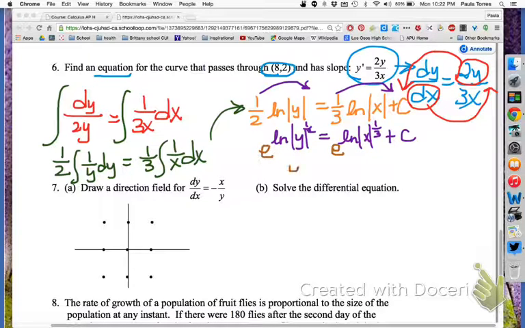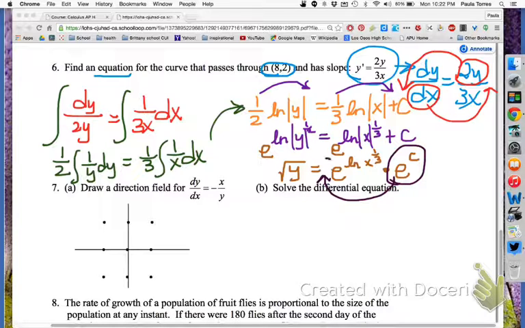So of course on the left, I just get the square root of y, or y to the 1/2. And on the right, I can split it. So I have x to the 1/3, and remember it's times e to the c, but e to the c is just a constant, which is going to fit nice and neatly in there as a c. And so now I have square root of y equals c, and then I'm going to have times cube root of x, or x to the 1/3.